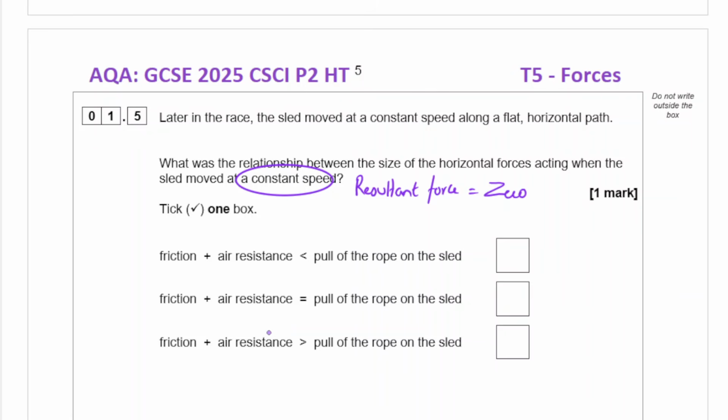Right? For that to happen, the forward force, which is the pull from the rope, should be equal to the backward force. The backward force is the friction and the air resistance. The forward force is the pull of the rope on the sled. So the option is the second option, because that's the one which says equal to.